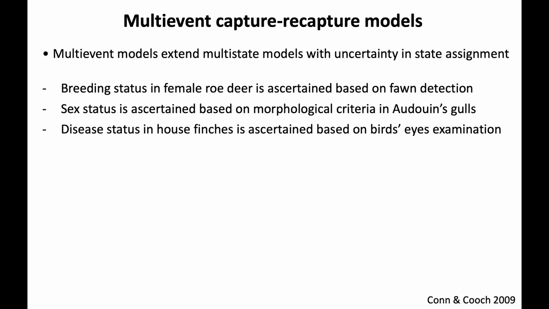It may happen in disease ecology when you try and estimate infection rate or recovery rate. For example, in this paper by Kohn and Kuch, they studied house finches, and it was conjunctivitis. I always forget how to pronounce that, but you know this disease, and what they did to ascertain the disease status is that they have to capture individuals and check the eye of the bird to know whether it has conjunctivitis or not.